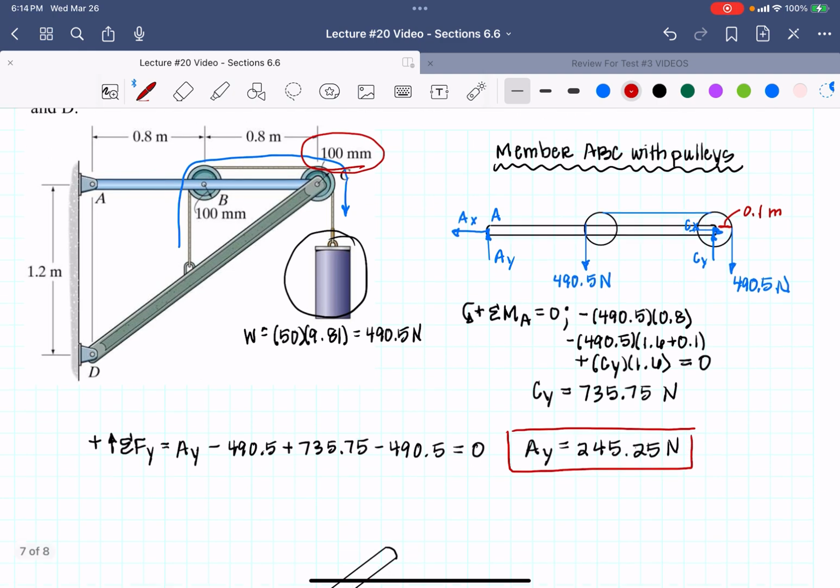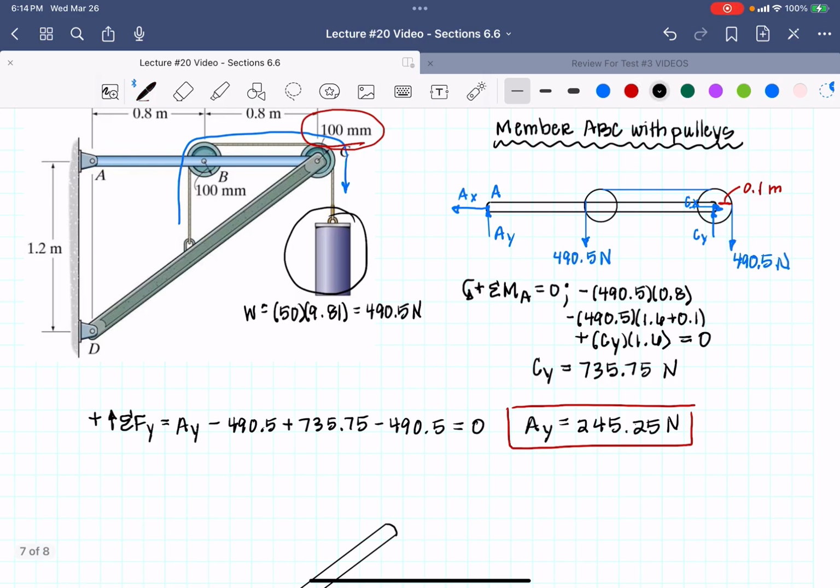If I sum the forces in the x, I'm not going to get an answer, but I'm going to get something that might be helpful, so I'm still going to do it. I'm going to set the forces in the x direction equal to 0. The only two forces I have in the x direction are A of x and C of x. So I get that A of x equals C of x. I assumed their directions being opposite, so hopefully that is correct.